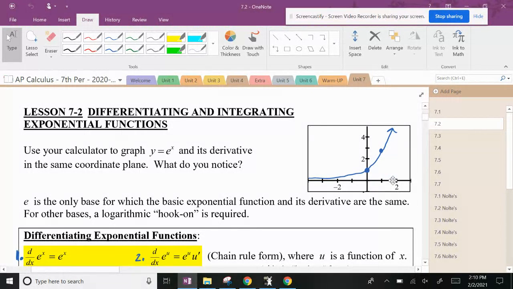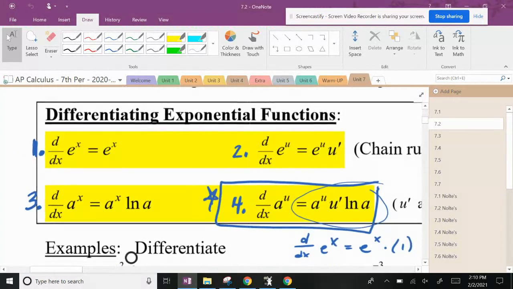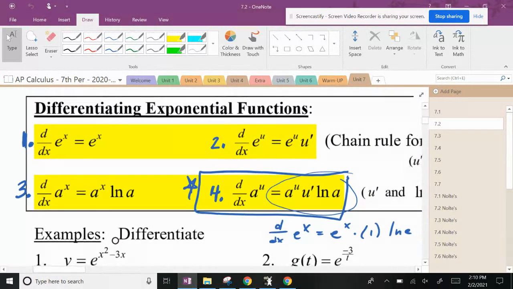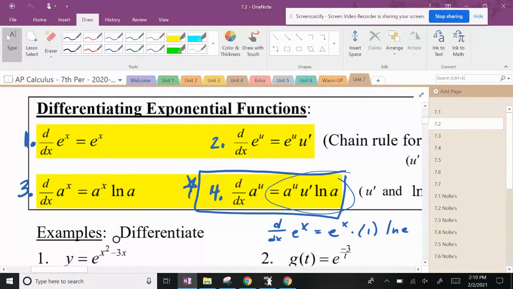Does that make sense? So anyways, at the end of all this, believe it or not, the derivative of e to the x is exactly e to the x. Perfect, so not too bad.